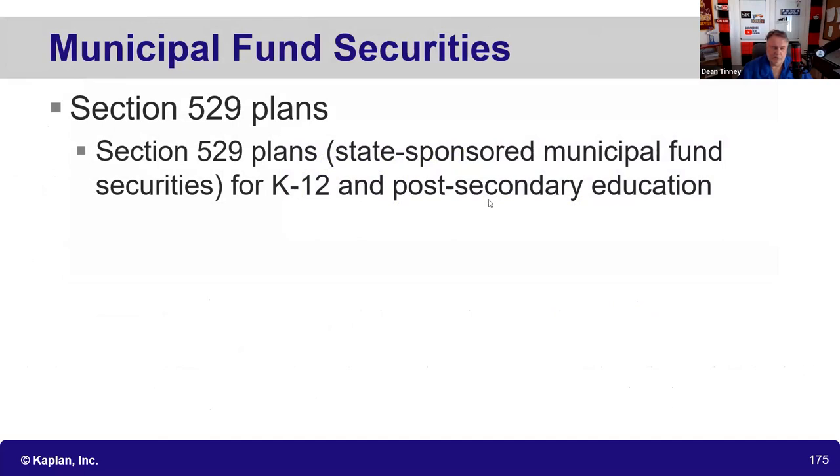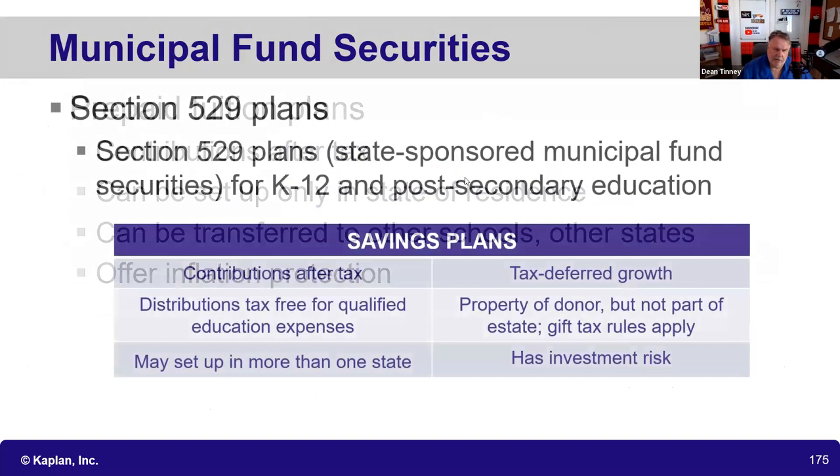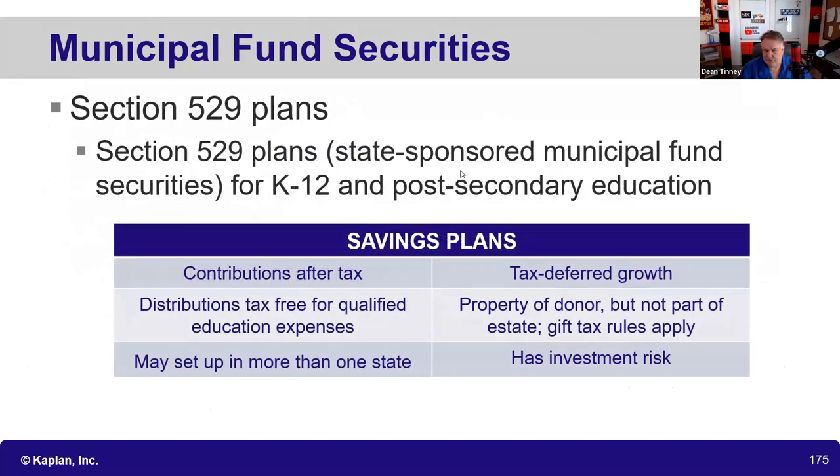Well, the MSRB ultimately decides what is a municipal security. And if the MSRB says a 529 is a municipal security, then it's a municipal security. So 529 state-sponsored municipal fund securities are municipal securities. You are going to get a couple of 529 questions, usually about contrasting a 529 with a Coverdale. Contributions to a 529 are made after tax. The distributions are tax-free for qualified educational expenses.